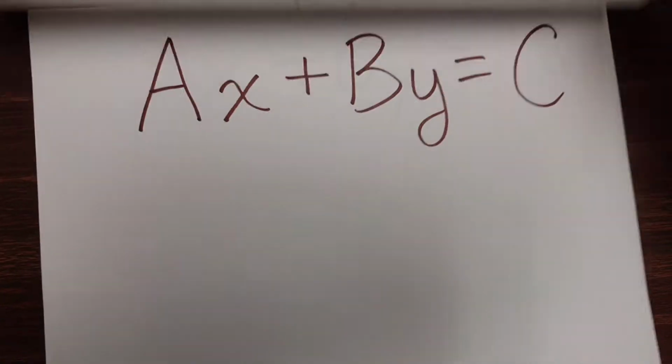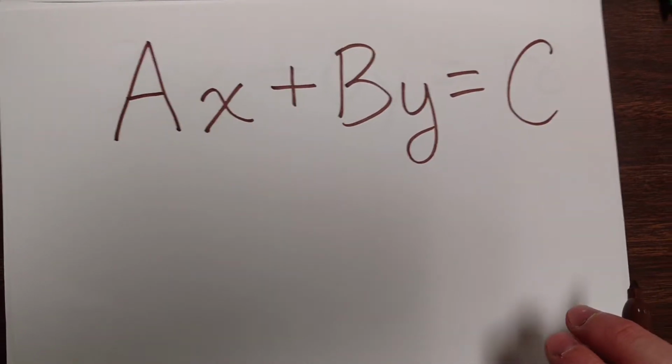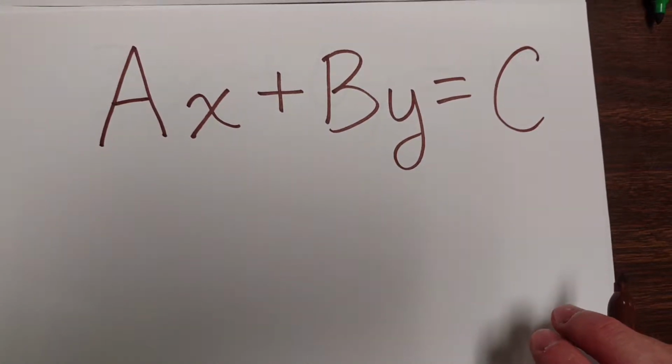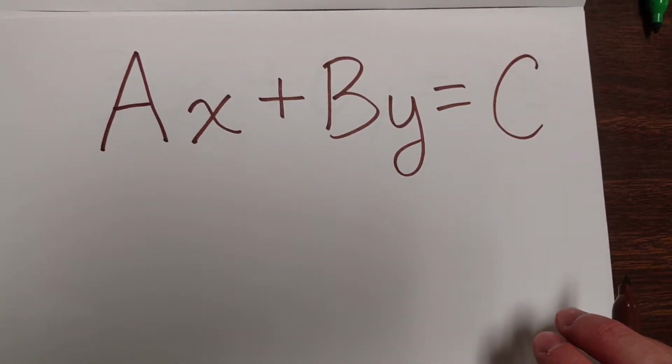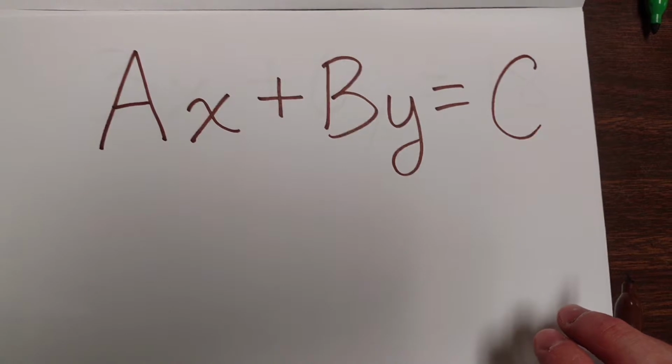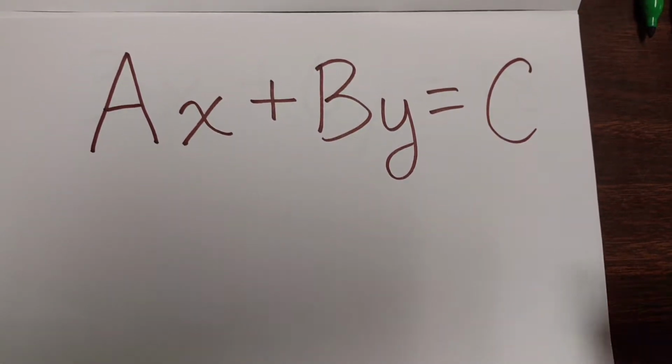So, I'm going to show you a different way than you might have learned in class. We have our standard form, which is ax plus by equals c. Now a, b, and c are just integers, and a should not be negative or equal to 0. So that's our standard form.